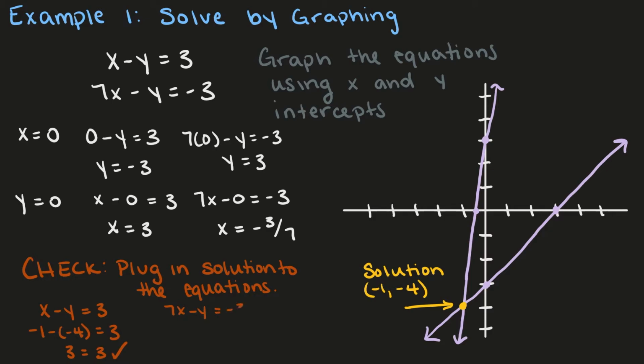We do find a true solution here. And we'll plug this into 7x minus y equals -3 to confirm. And again, this is true, which means we found the correct solution.